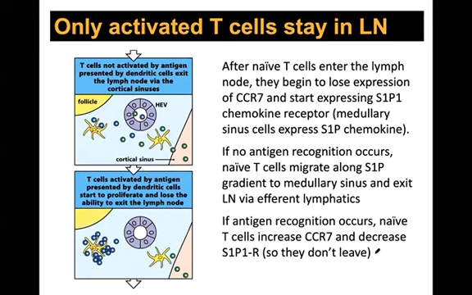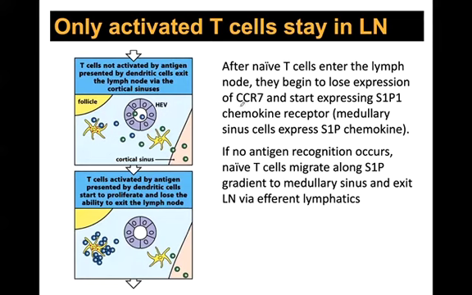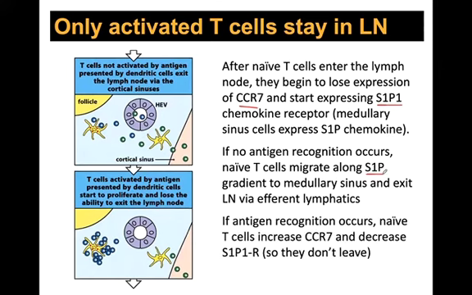Okay, so just remember that CCR7 says go to a lymph node. The S1P1 receptor says leave the lymph node. So if you don't recognize antigen, you express the S1P1 receptor, you leave. If you do recognize antigen, you want to stay there, so you keep CCR7. Is that clear? Dr. Blackman?